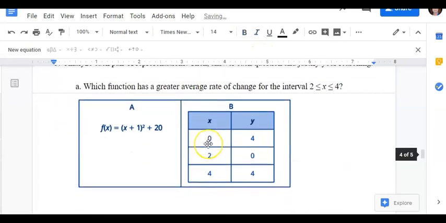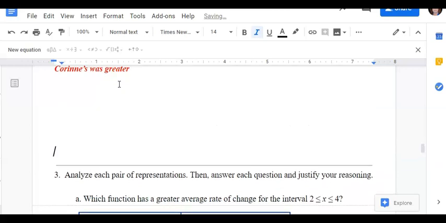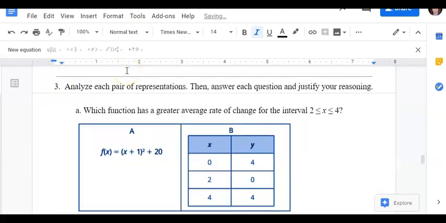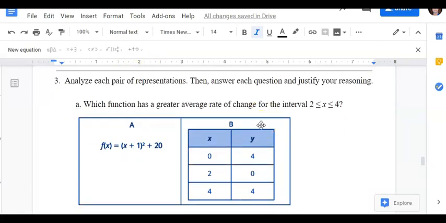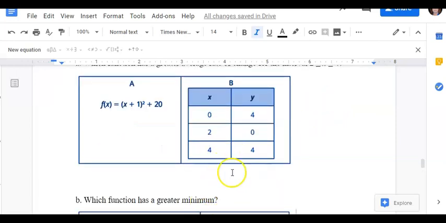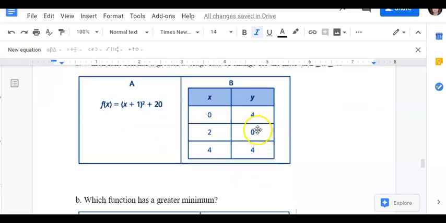All right, let's move on to the last part. It says analyze each pair of representations and then answer the questions, justify your reasoning. Which function has a greater average rate of change? Again, average rate of change, so we're still doing slope, but we have to pay attention to this inequality. It says from 2 to 4: 2 is less than or equal to x is less than or equal to 4. In the table, that's really easy to figure out. In B, the rate of change from the 2 to the 4 would be the change in y from 0 to 4 over the change in x from 2 to 4, and then you divide those two numbers.